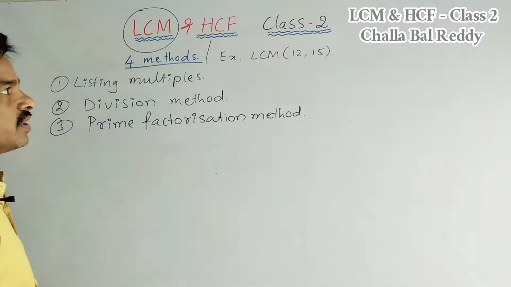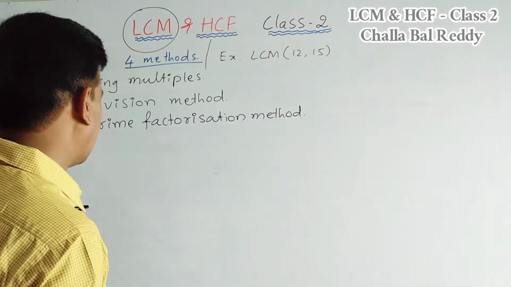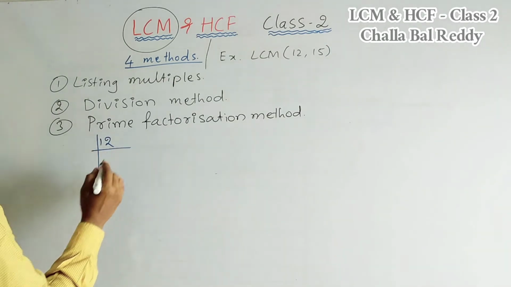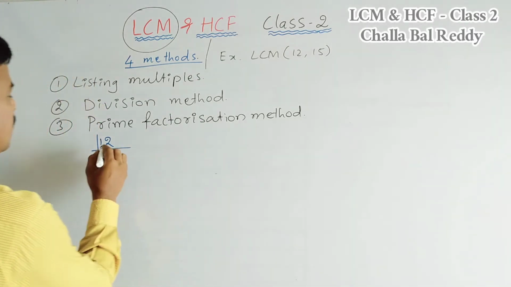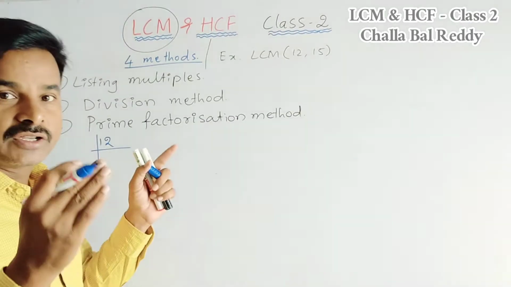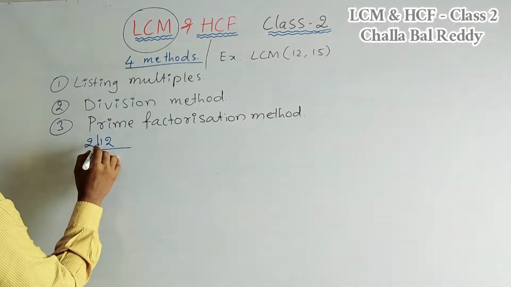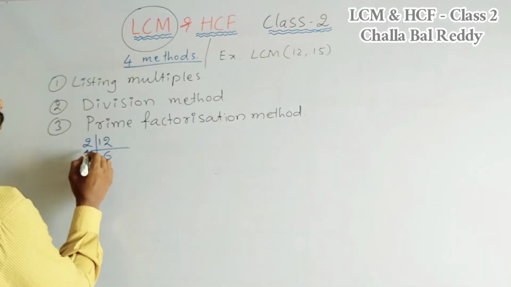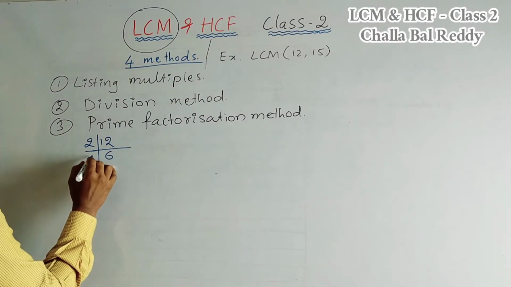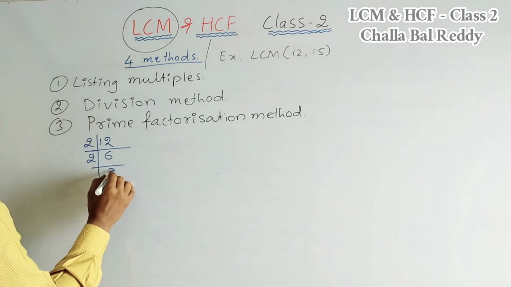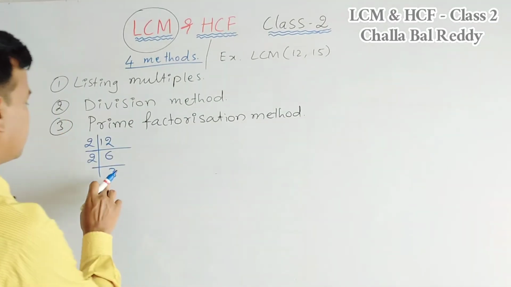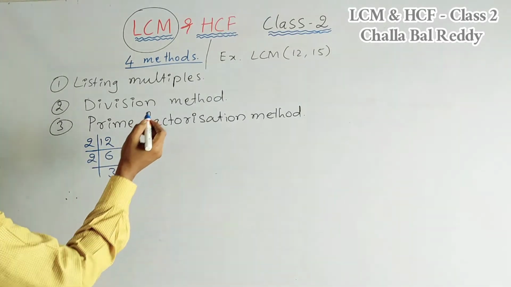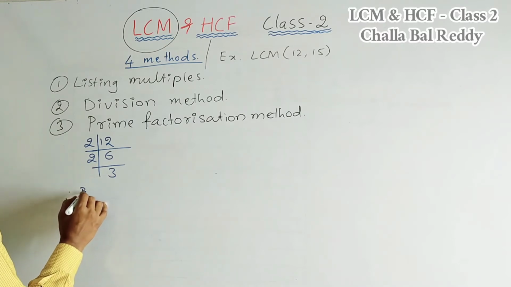In this prime factorization method, we take 12 and prime factorize it first. 12 is divisible by the first prime number 2. Take 2 and divide 12, and then we get 6 as the quotient. So you write here 6, and then 6 is divisible by 2 again, 2 threes are 6. This is completed, because 3 is a prime number.